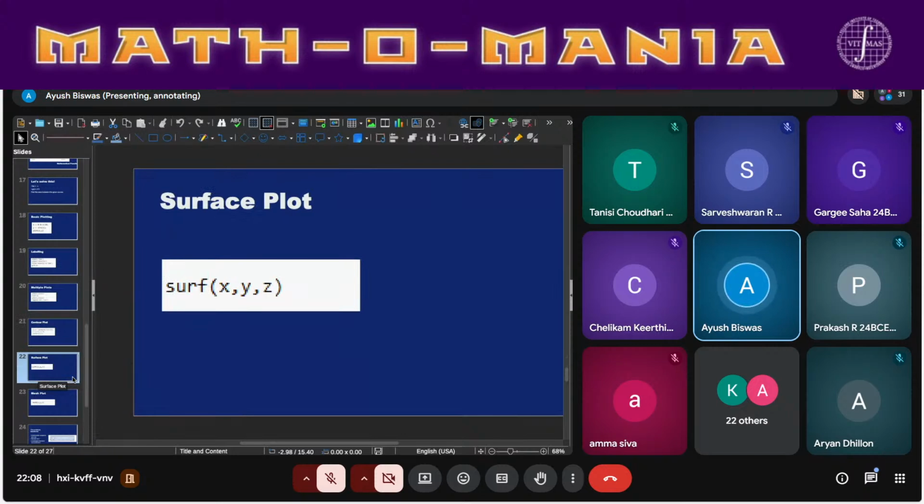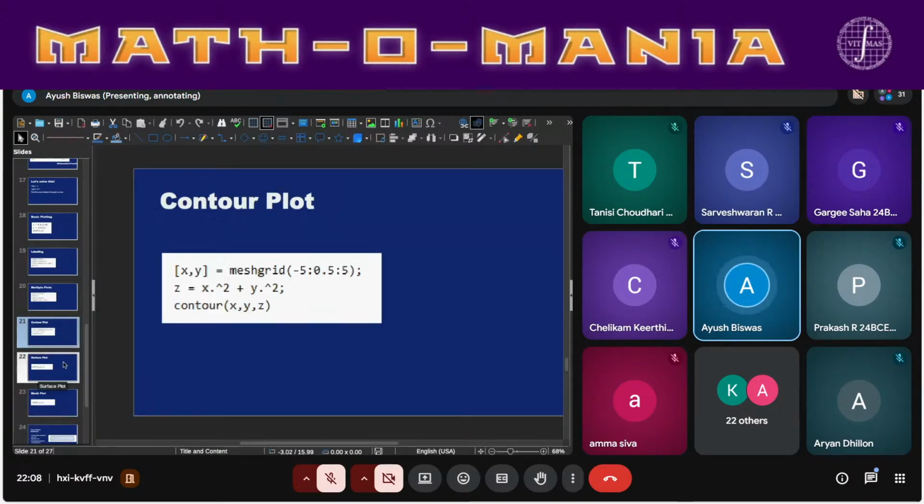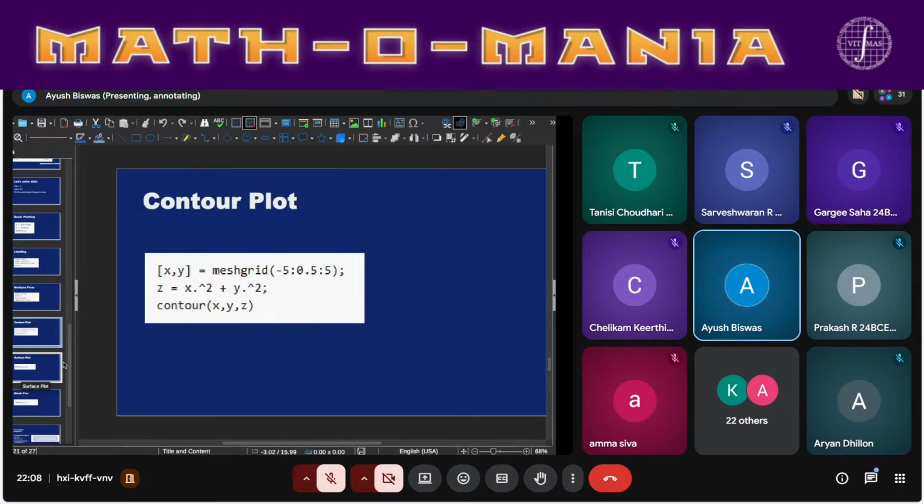Then we have surface plot. Surface plot basically is the solid version of a mesh plot, and it gives you the solid version of any 3D object you're doing. And the third is the mesh plot. Mesh plot is a solid plot, but we can just see the skeleton of the plot, so we can see what is there on the other side of it, also on the inside of it. Let us take an example and see all the three 3D visualizations.